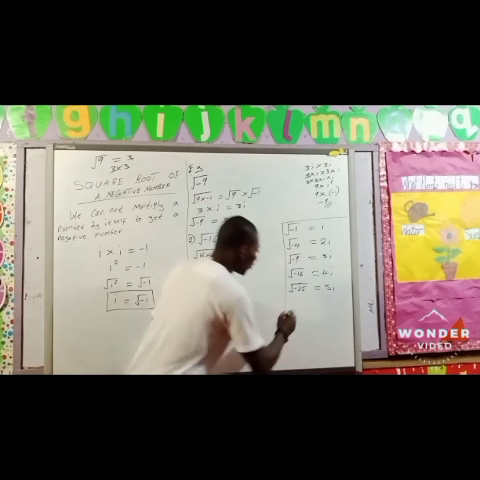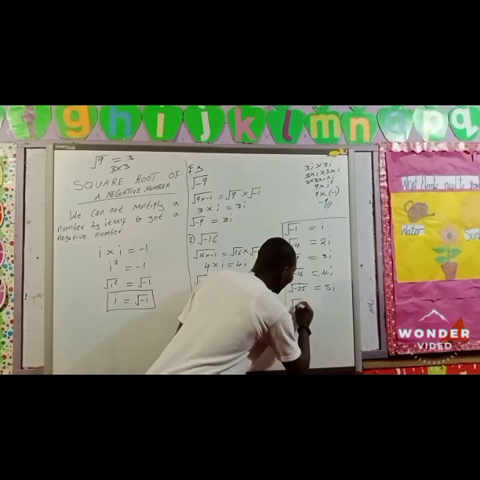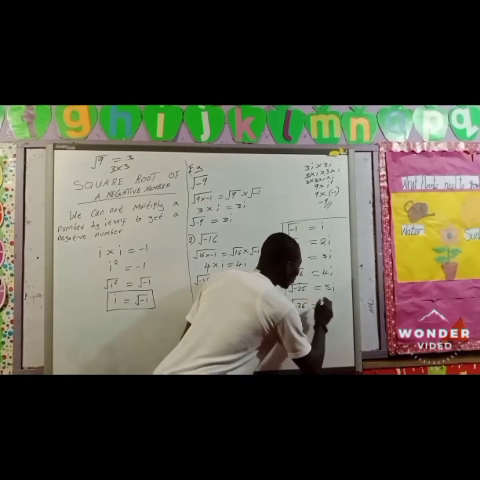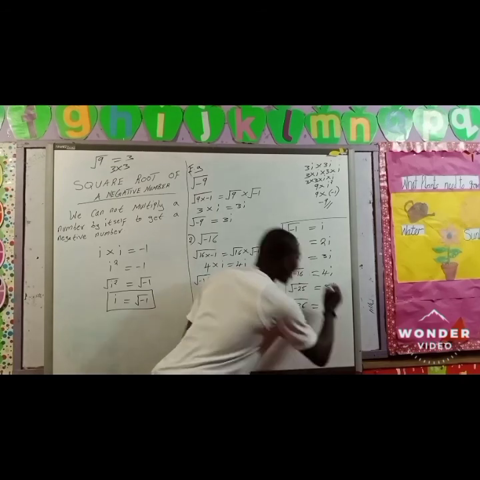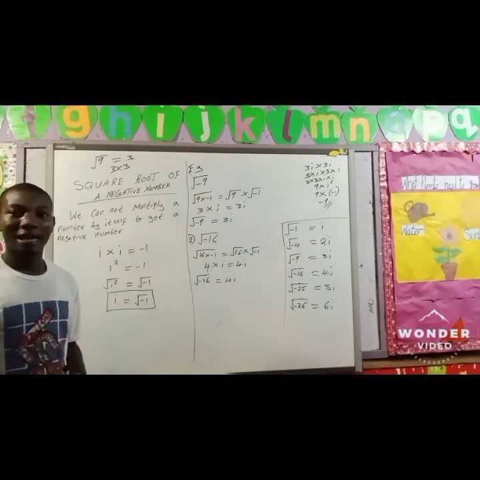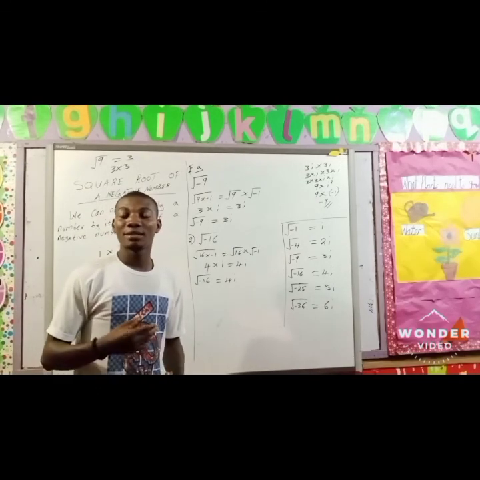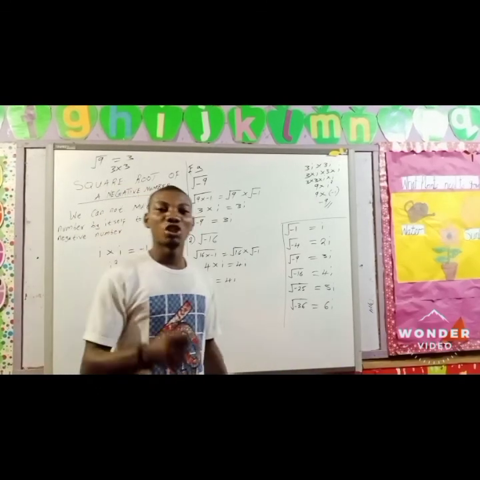Are we together? So you can see that the square root of minus 36 will also give us 6i. When you continue, you'll be adding i. What does that mean? Anytime you're asked to take the square root of any negative number, you must introduce i.